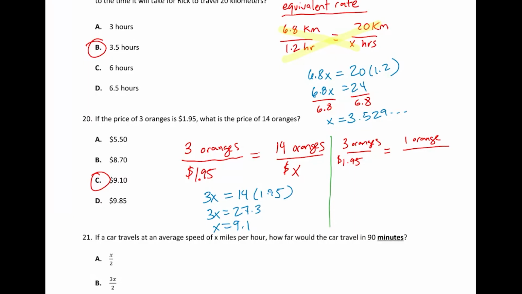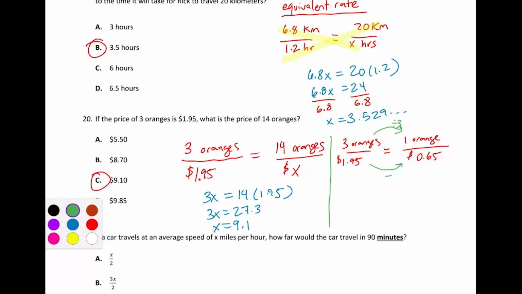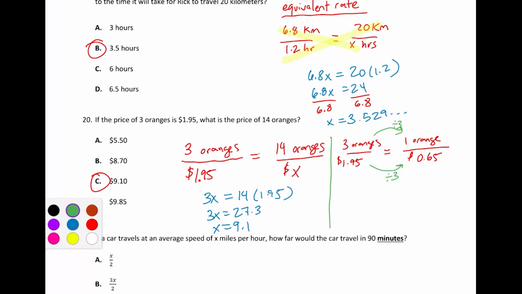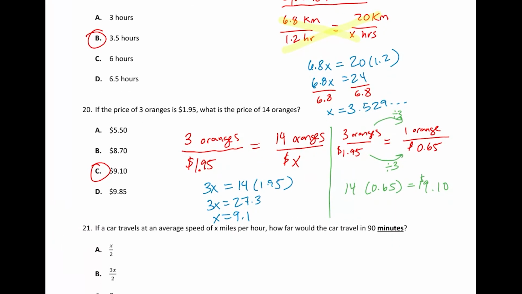195 by 3 is 65 cents. So if you know 1 orange is 65 cents, and I'm getting there just by dividing by 3, I didn't even solve the proportion the same way. If each orange is 65 cents, then 14 oranges, or 14 times 65 cents, is 9.10. So you can get there either way. It doesn't really matter to me how you get there. Just make sure you get there correctly. Yeah, that's it.